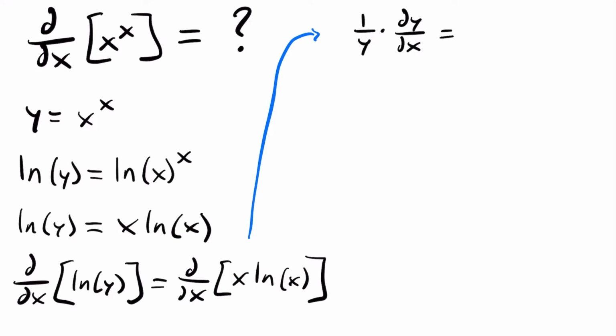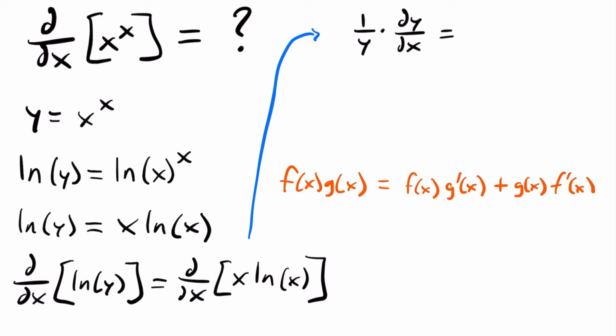Now here we're going to need to use the product rule for derivatives. And remember, the product rule says that if we have two functions, f of x and g of x, and they are multiplied together, and we want to know their derivative, it's going to be equal to the first function, f of x, times the derivative of the second function, g of x, plus g of x times the derivative of f of x. And so that's what we're going to do for x times the natural log of x.